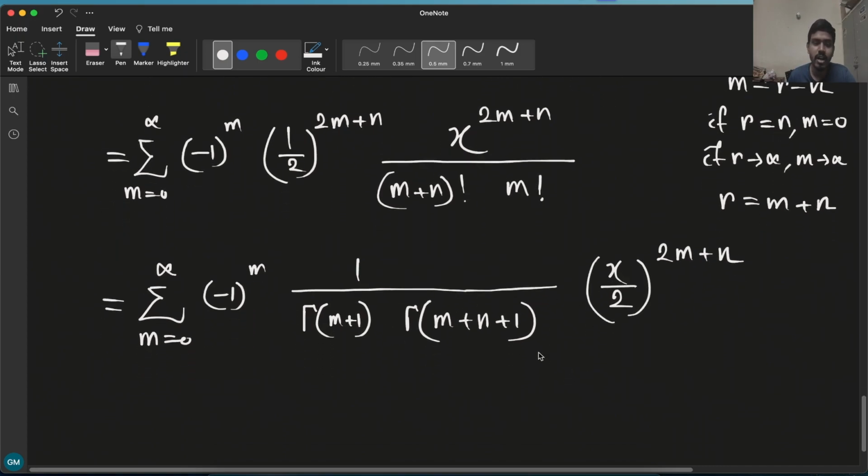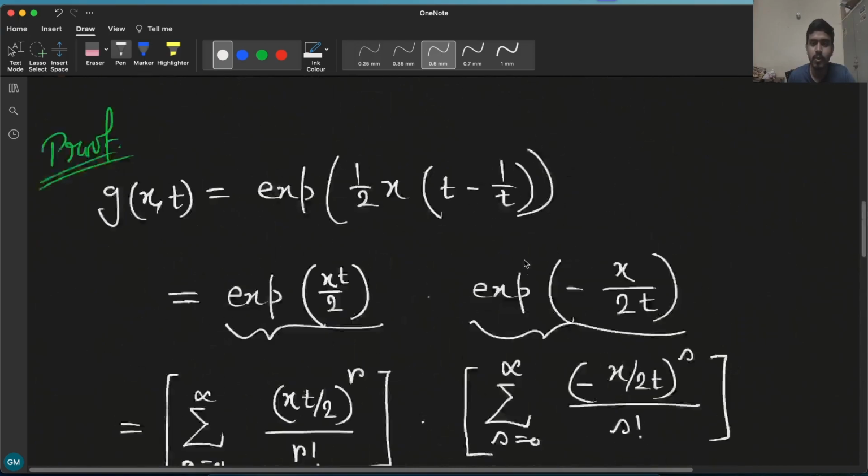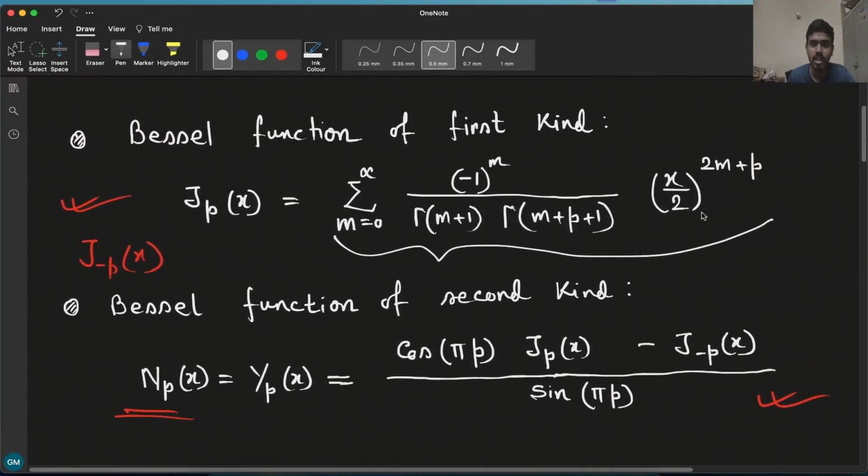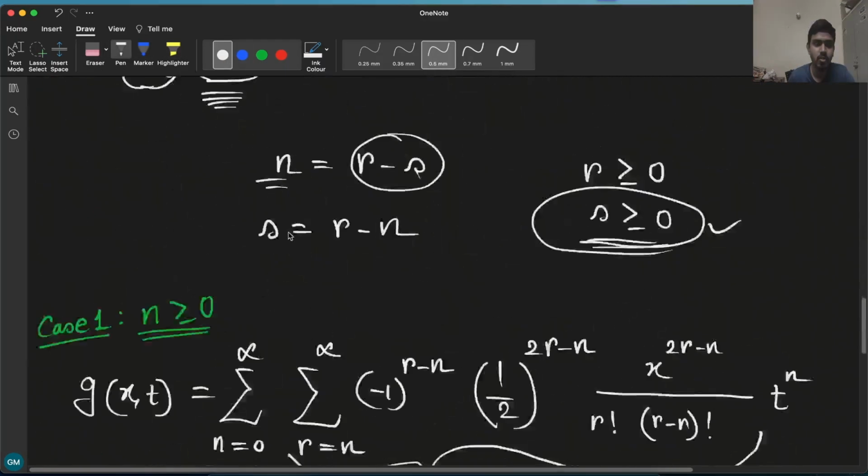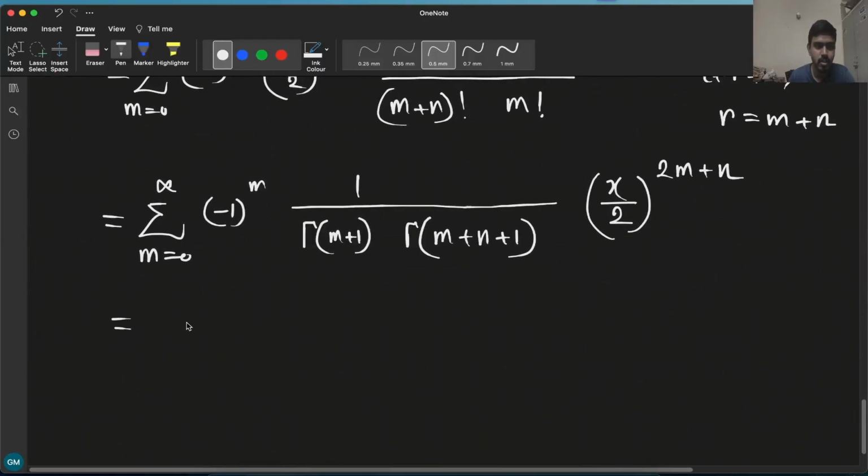And if you can recognize this function, this is nothing but the Bessel function of the first kind. So here, instead of p, we have n. So our Bessel function will be here. This is nothing but J_n(x).